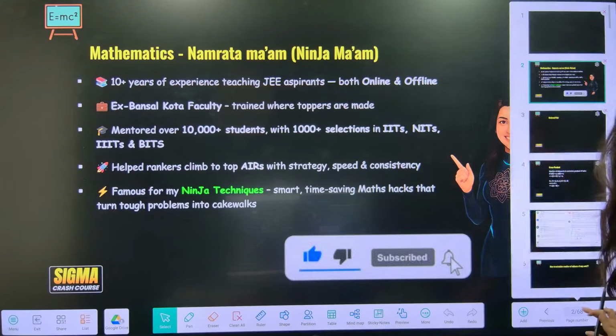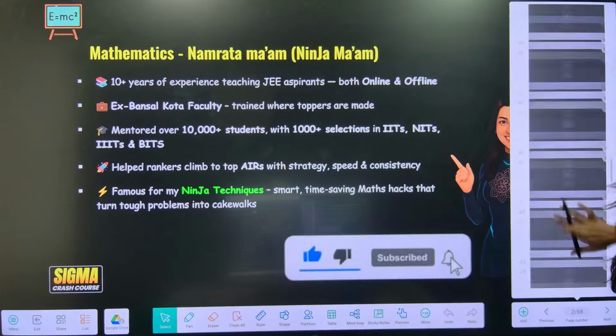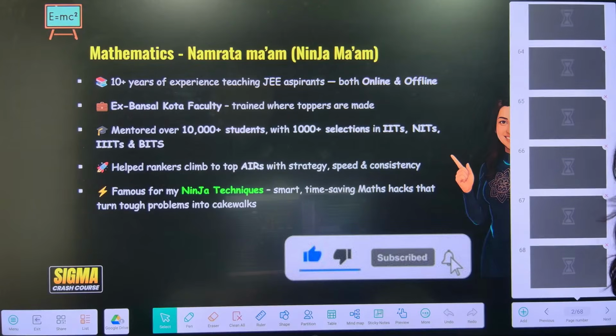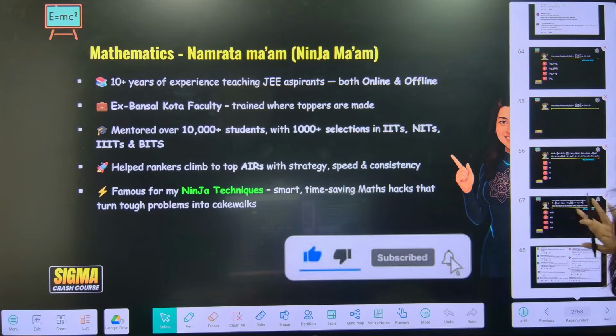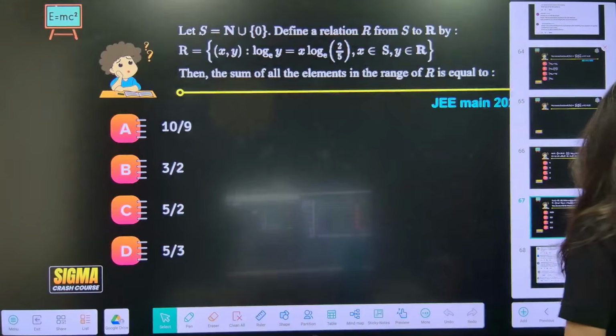Okay, now let's start. So what we are going to study in this is sets, relations and functions. Now if you are going to ask me, ma'am, is this sets, or is this relation? See, this is your one question.